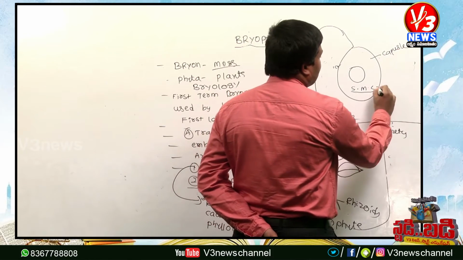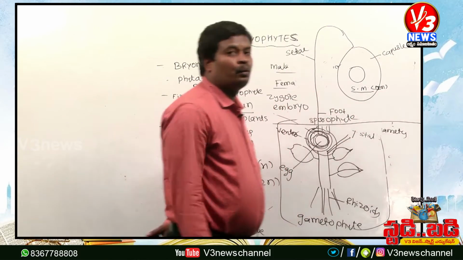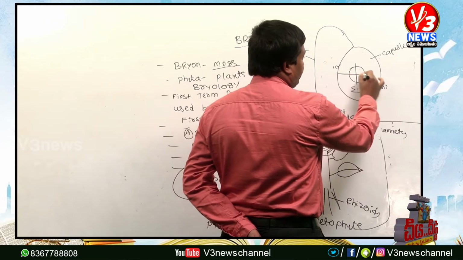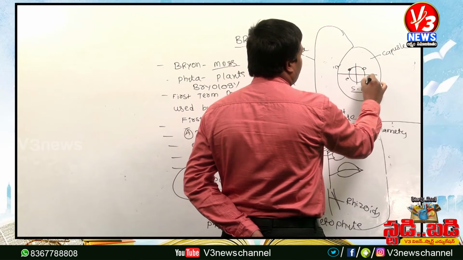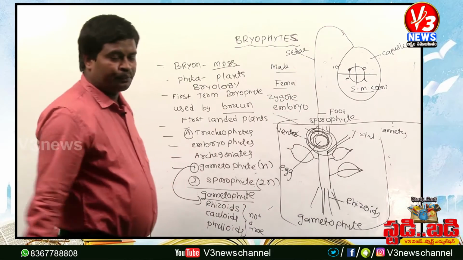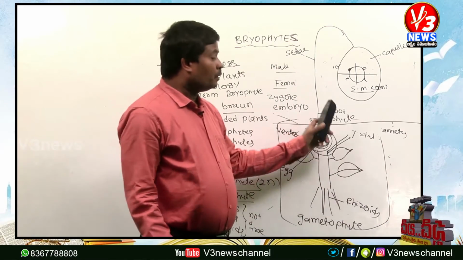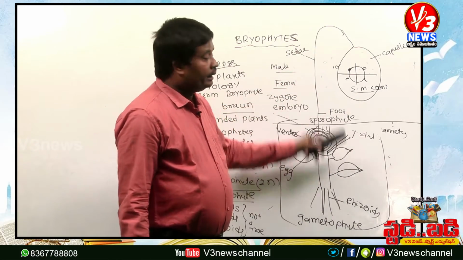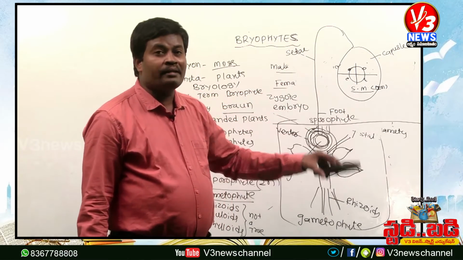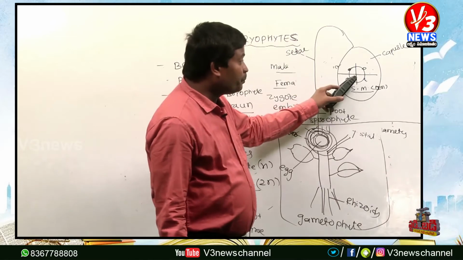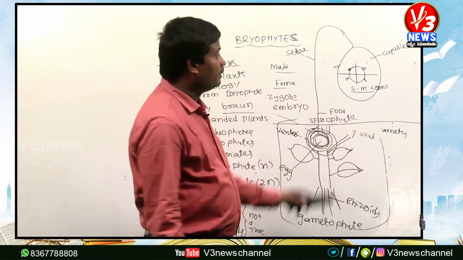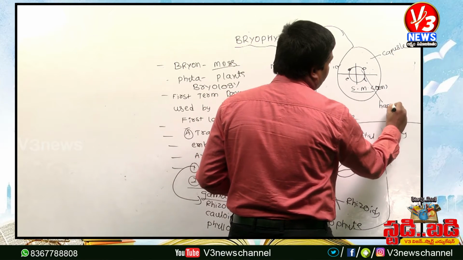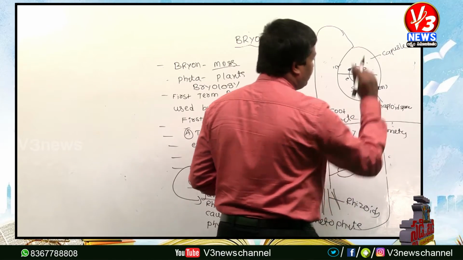What is the ploidy of the spore mother cell? Diploid. What is the symbol of diploid? 2n. The diploid mother cell undergoes reduction division and produces haploid spores. Are you clear, children? So the diploid sporophyte is differentiated into foot, seta and capsule. The capsule produces diploid spore mother cells. The diploid spore mother cell undergoes reduction division and produces haploid spores.